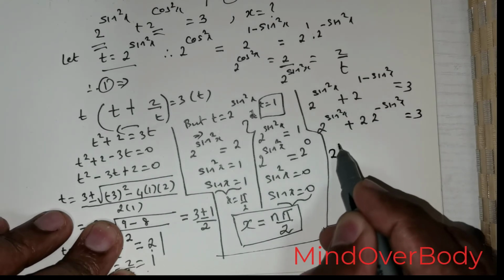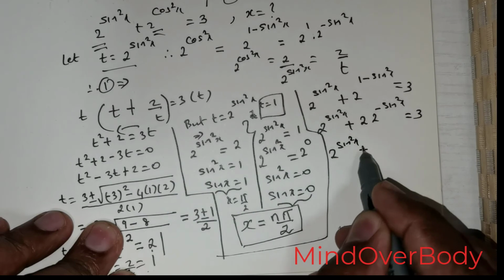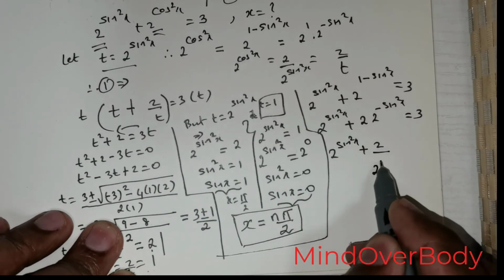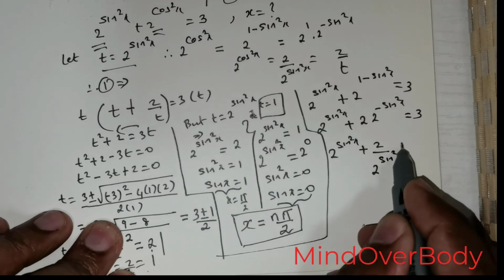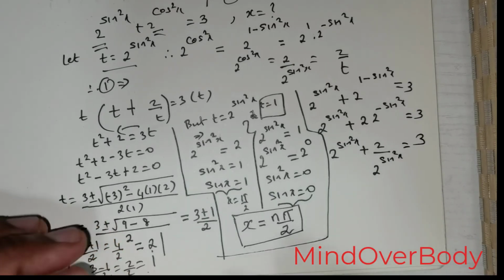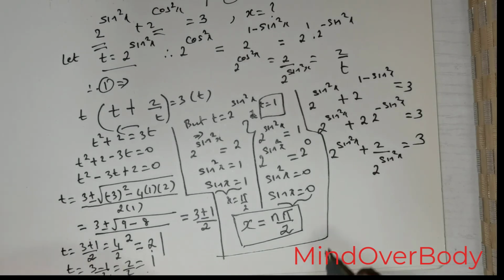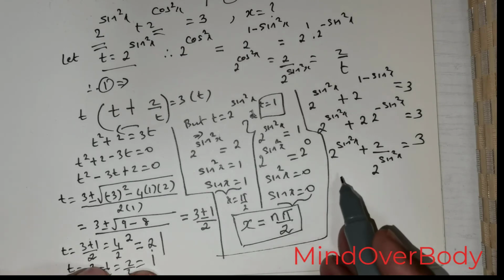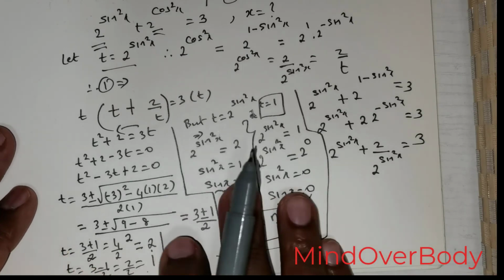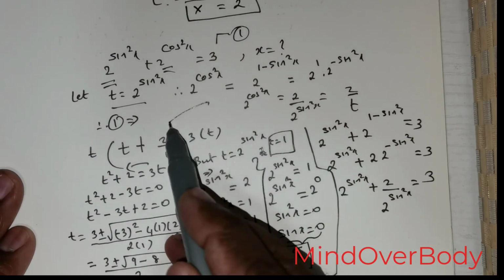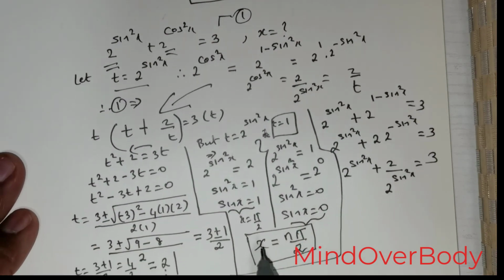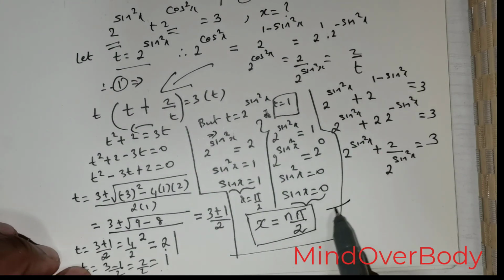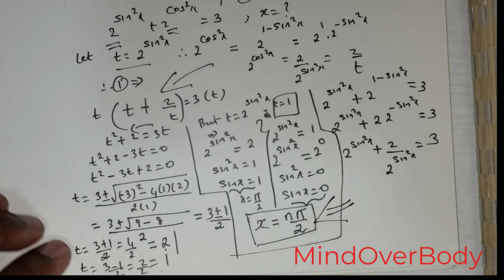This can be further rewritten as 2 raised to the power of sine squared x plus, pushing 2 raised to the power negative sine squared x down, 2 over 2 raised to the power of sine squared x is equal to 3. Now from here you can very well take 2 raised to the power sine squared x is equal to some y or some x or some p or something like that, and that would in turn lead you to the same thing that we have done. But no matter what method or in what way you do it, this is always going to be the solution for this question. Thank you, students.